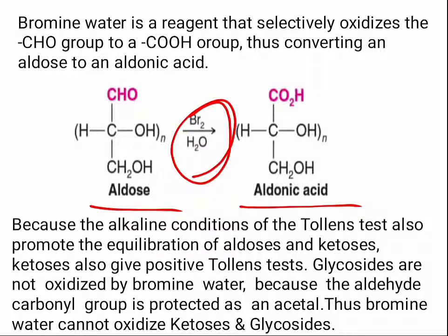Because the alkaline conditions of the Tollens test also promote the equilibration of aldoses and ketoses, ketoses also give a positive Tollens test. Glycosides are not oxidized by bromine water because the aldehyde carbonyl group is protected as an acetal. Thus, bromine water cannot oxidize ketones and glycosides. So, if you want to distinguish between aldoses and ketoses, you have to use this bromine water.